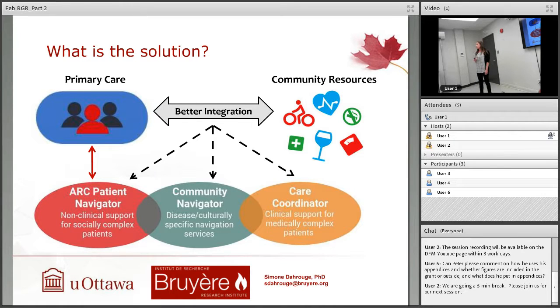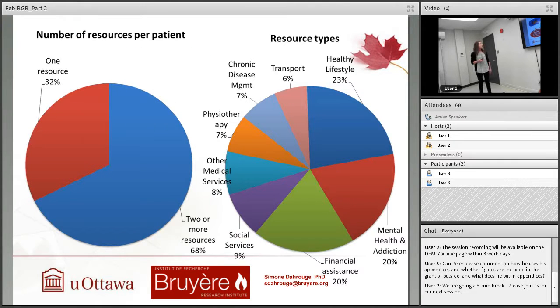But what's really innovative about the ARC patient navigator intervention is that it is integrated in primary care and supports a broader vulnerable patient population. The navigator meets with patients at the primary care practice and is able to communicate directly with their providers to support better care coordination and continuity of care between primary and community care.